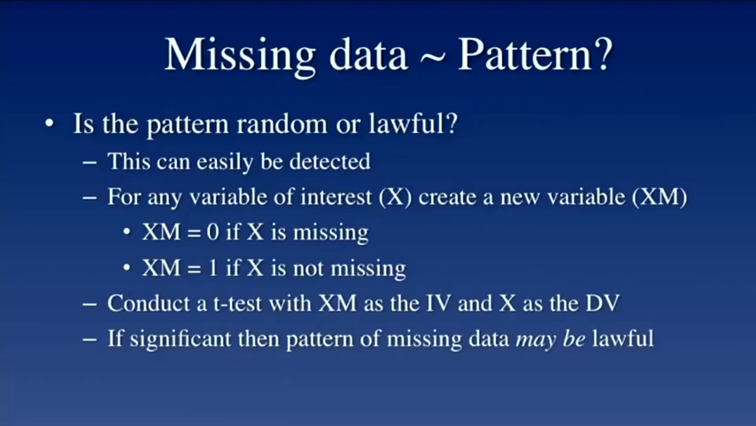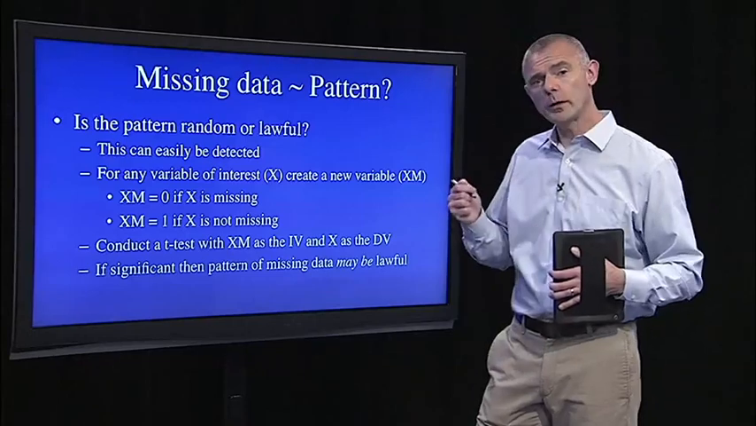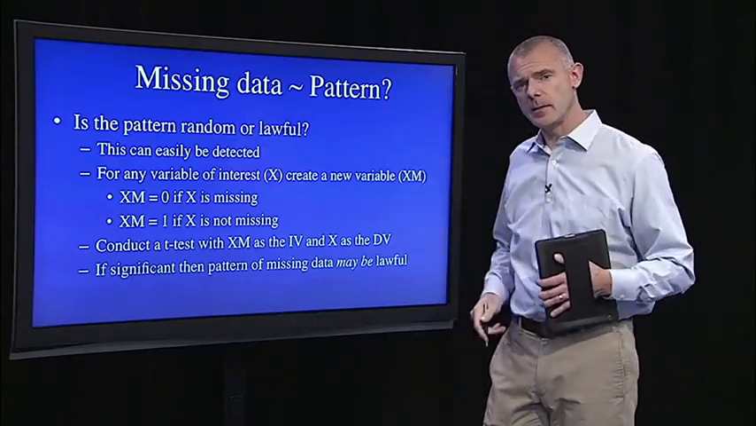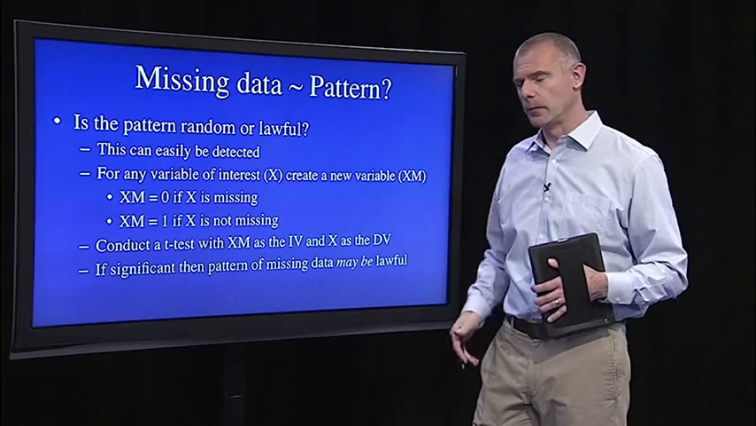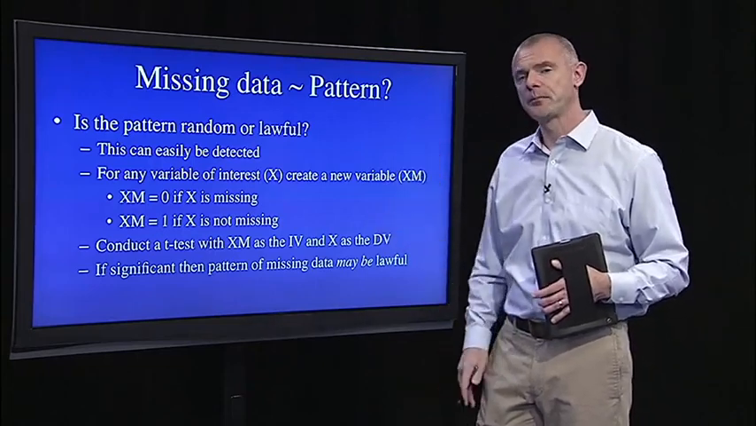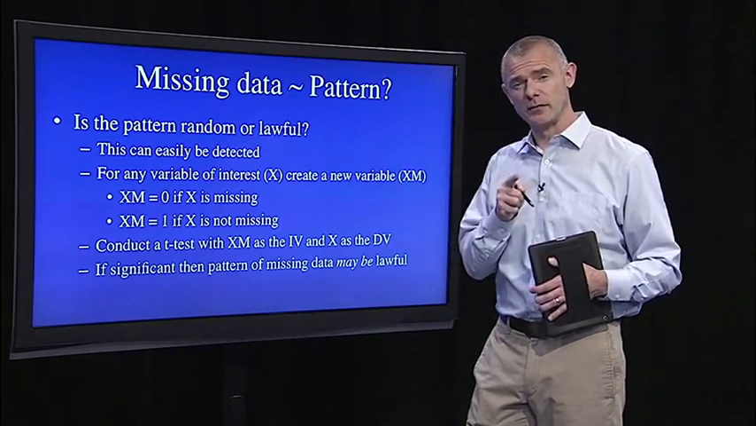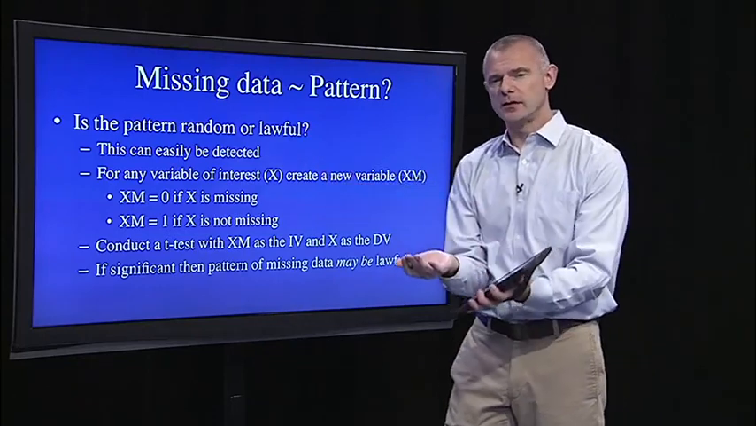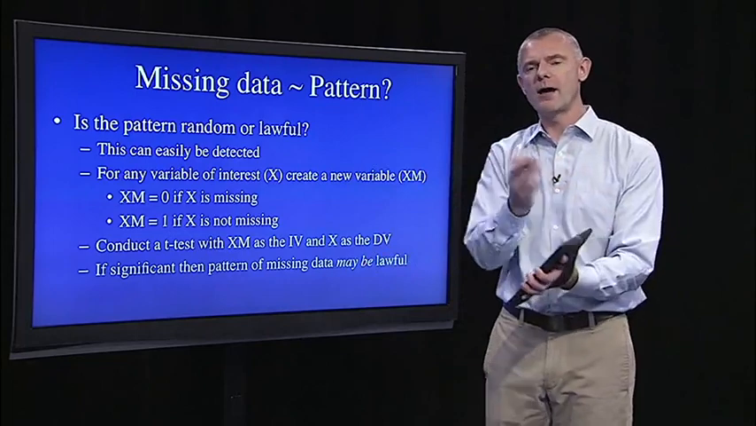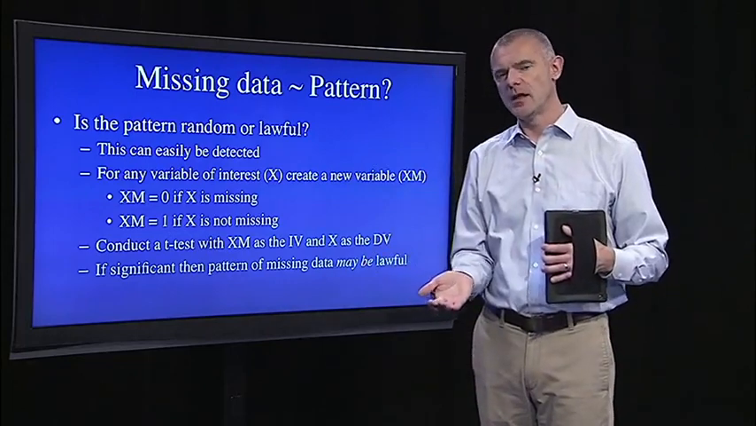Real easy. Let's just say we have a variable that we're interested in, and we'll call it x. And we want to know, are the missing values on x just random, or is there some pattern to them? What we can do is create a new variable in our data frame, call it xm. If x is missing, set xm to 0. If x is not missing, set xm to 1. Then use xm as your independent variable and do a t-test to see if there's a difference on x. So is there something about these people that will allow us to predict whether they're missing or not missing? That's the way to do it.